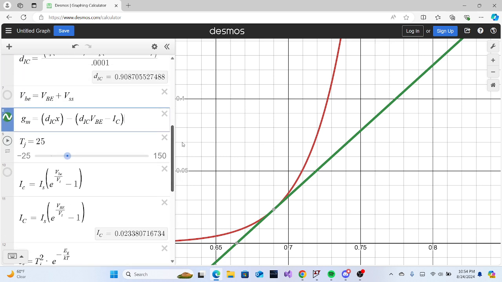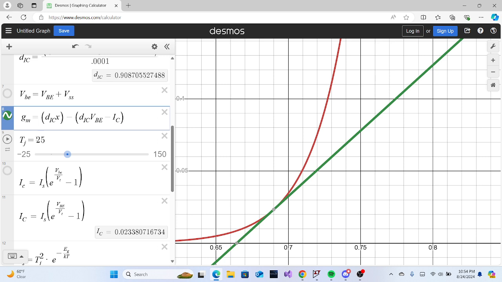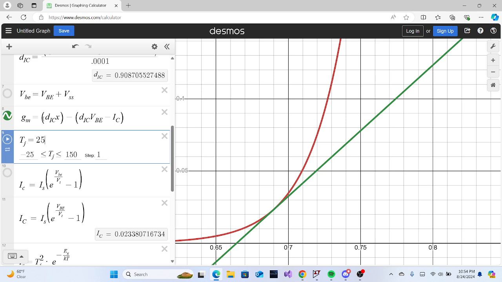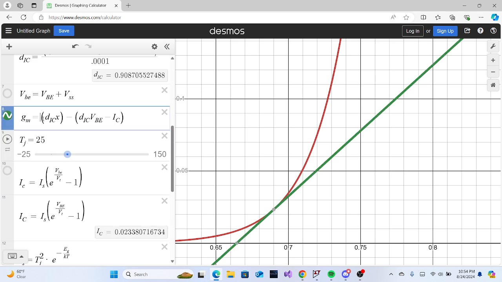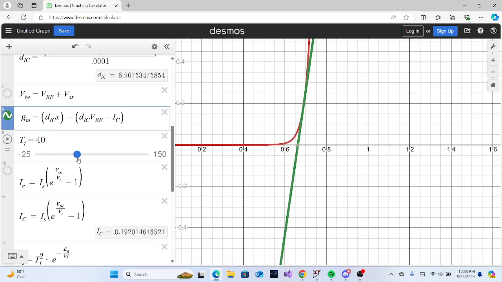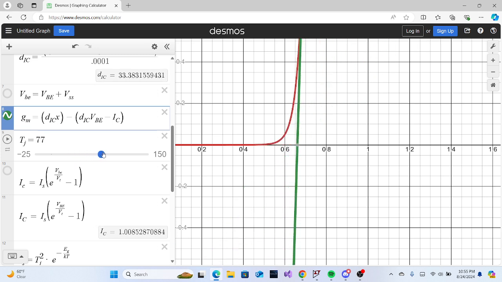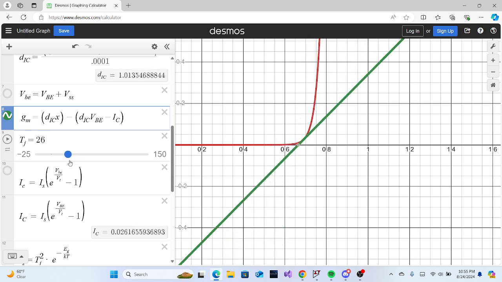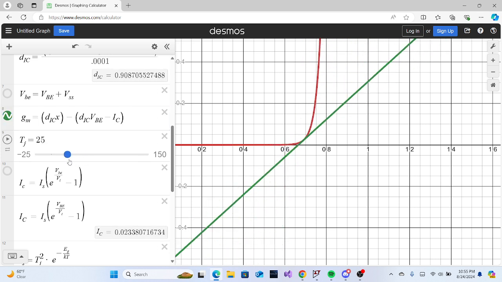Let's see here. TJ is the temperature of the PN junction in Celsius. So 25 Celsius is 77 degrees Fahrenheit. It's interesting what happens if we change this as well. Look what happens to our profile. As you can see, as the temperature of that junction goes up, it will start to conduct more and more. All right, we'll turn it back down to 25. That's considered room temperature in most data sheets.